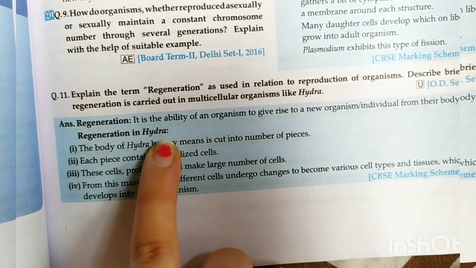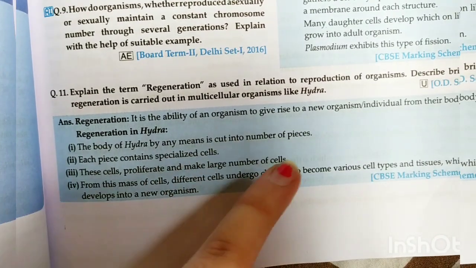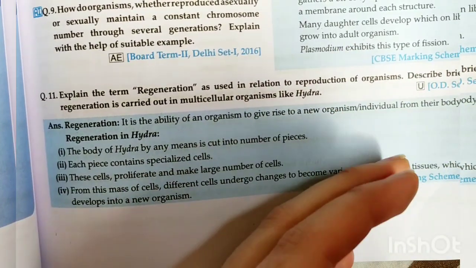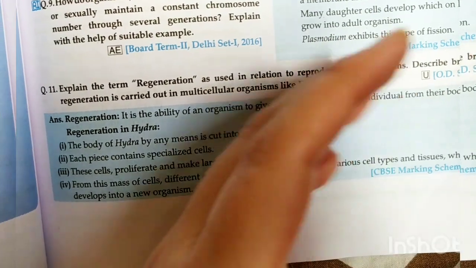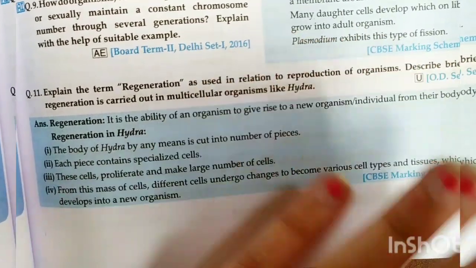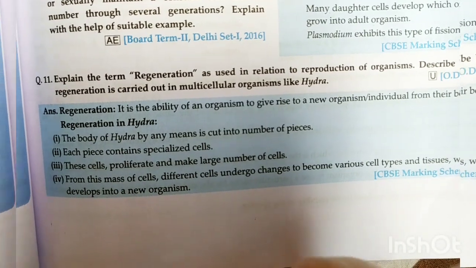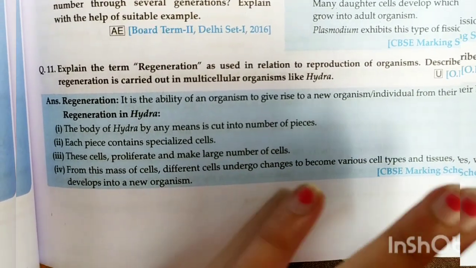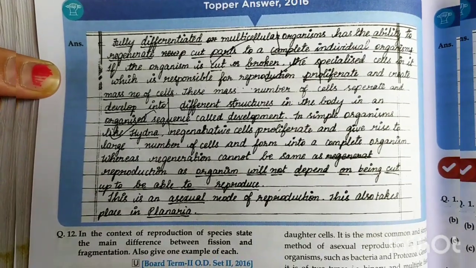So regeneration in Hydra. The body of Hydra, by any means, is cut into any number of pieces. Now each piece contains specialized or regenerative cells. These cells proliferate and make a mass number of cells. From this mass of cells, different cells undergo many changes to become various cell types or to form the tissues, which finally develop into a complete organism, or a separate organism. So this is the regeneration in Hydra, and this is the topper's answer.